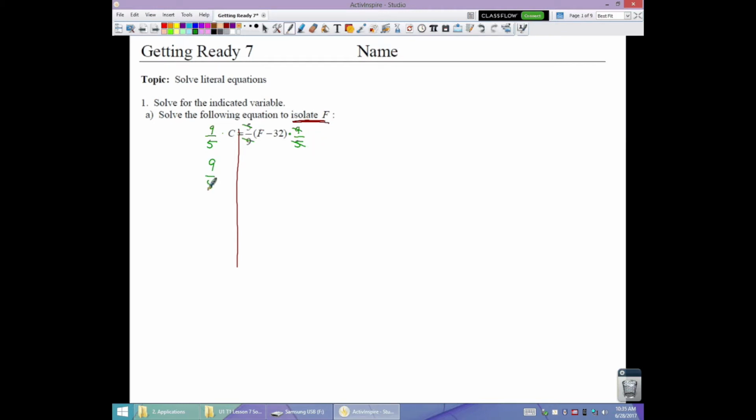I will have 9/5 C is equal to, and now there is no longer need for the parentheses since the only thing on the right-hand side is F minus 32. Now, to finish isolating the F, I just add 32 to both sides. So I have 9/5 C plus 32 equals F.